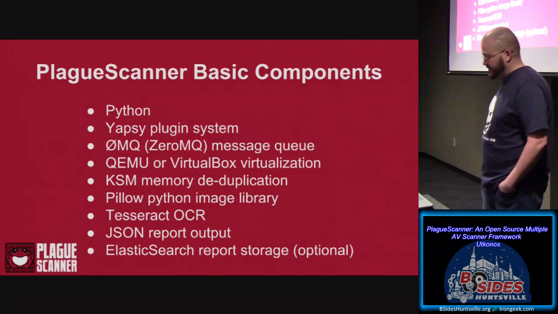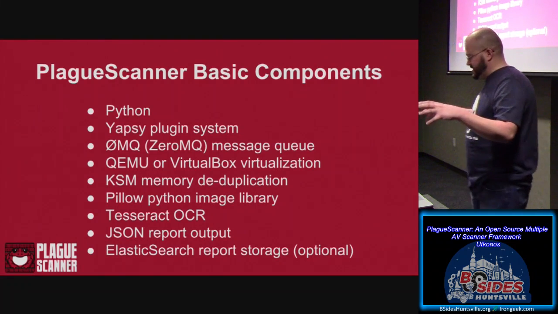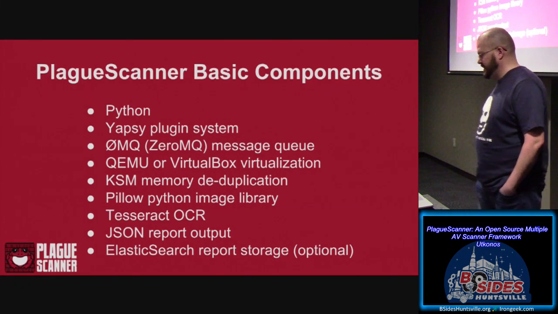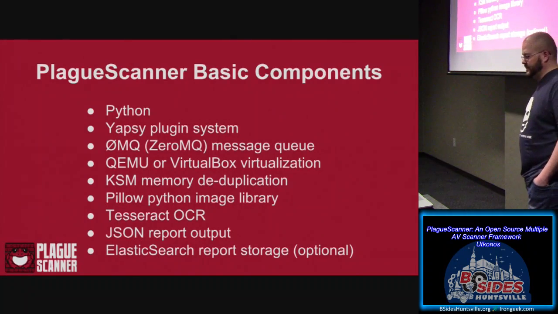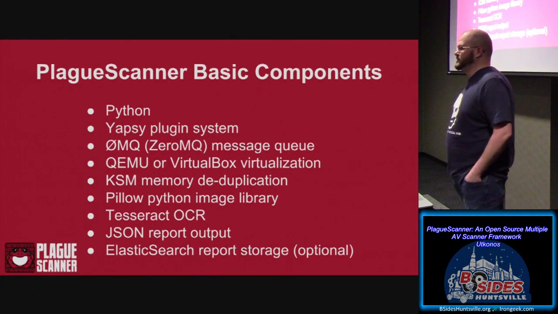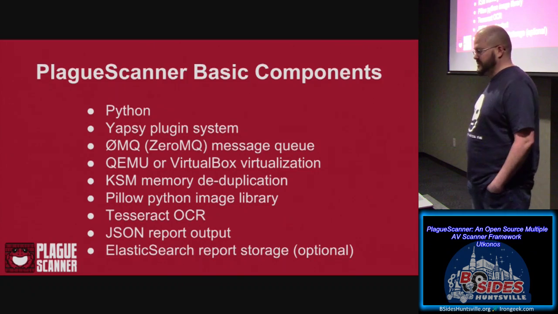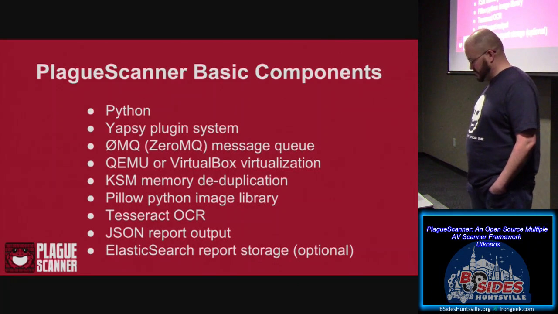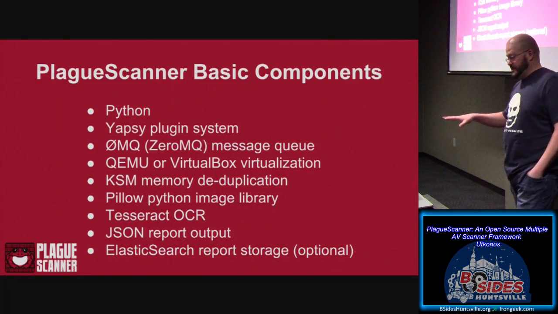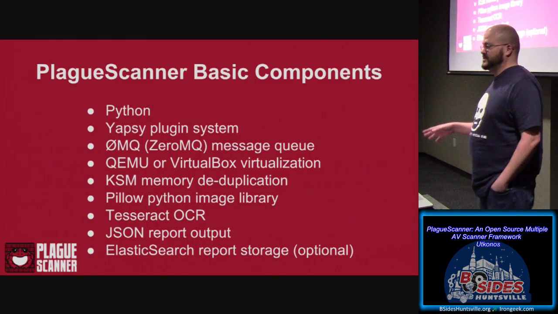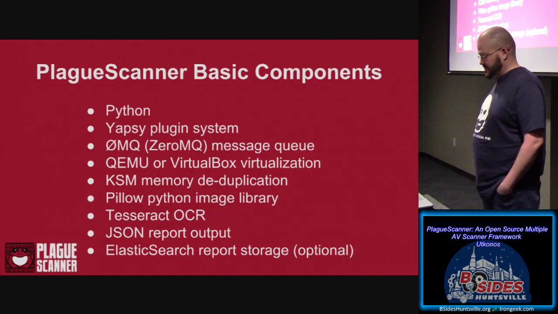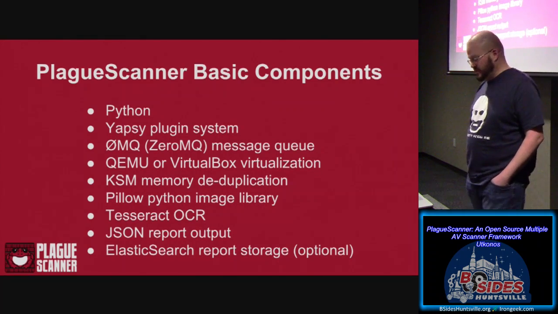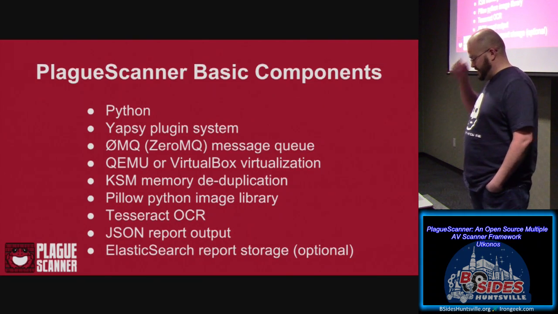The component that connects all of the different AV scanners to the core is 0MQ, which is a message queuing system. You may have heard of RabbitMQ. It solves a similar problem. I prefer 0MQ because it is a little bit better engineered, I think, and cleaner and easier to use. Actually, last night, I added VirtualBox to the capabilities for virtualization. I was up pretty late adding that. So it not only supports QEMU, but we also support VirtualBox now.